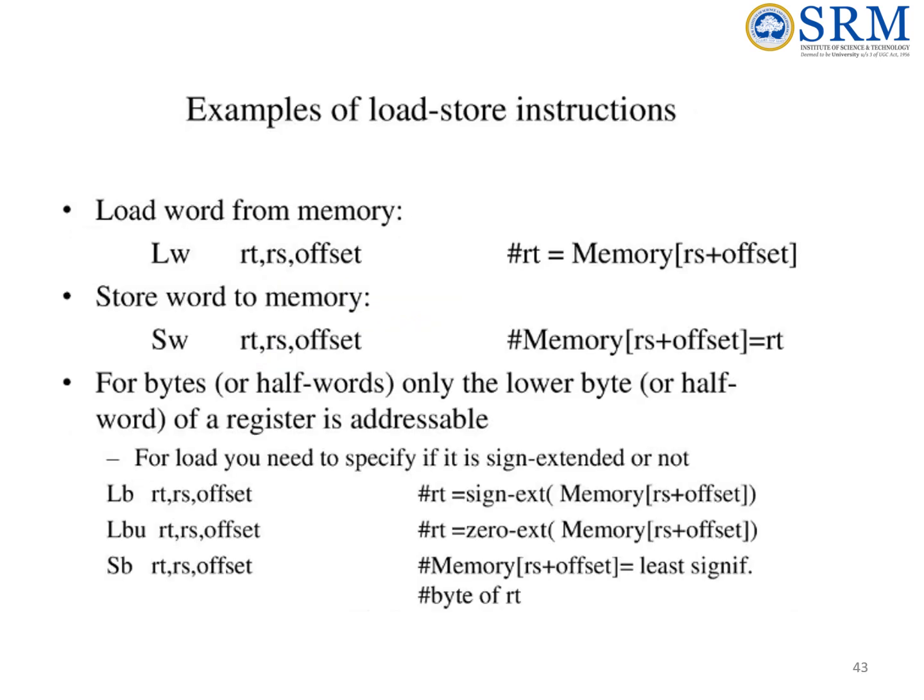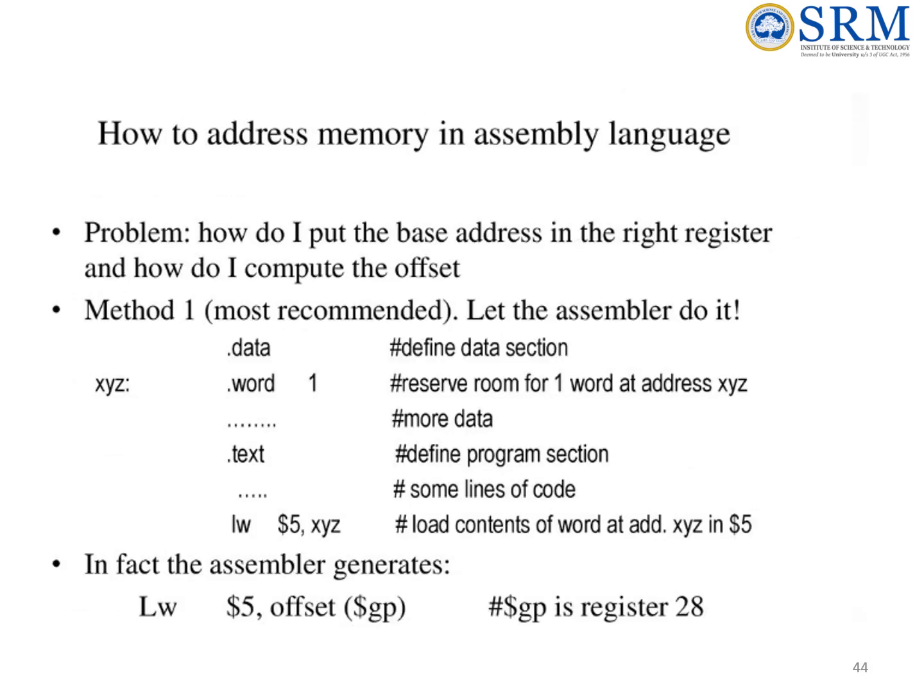Examples of load store instructions: load word from memory, LW Rt, offset, and store is SW Rt, offset. So how to address memory in assembly language? How do I put the base address in the right register and how do I compute the offset? The most recommended approach is to let the assembler do it. In fact, the assembler generates the offset.